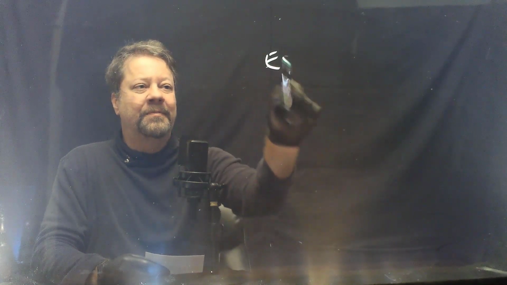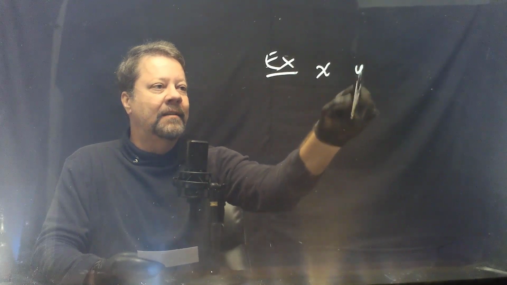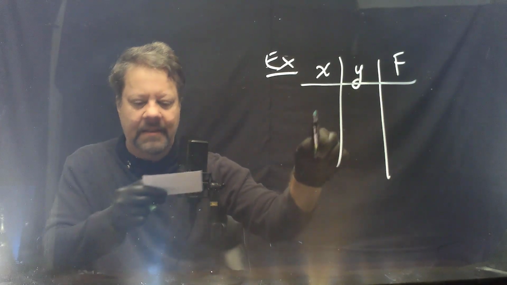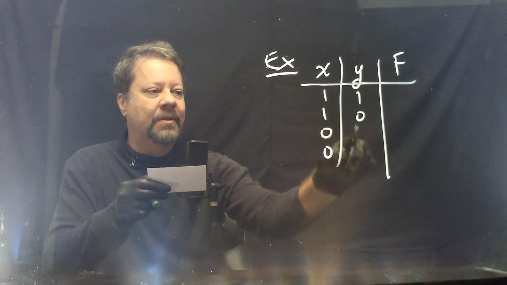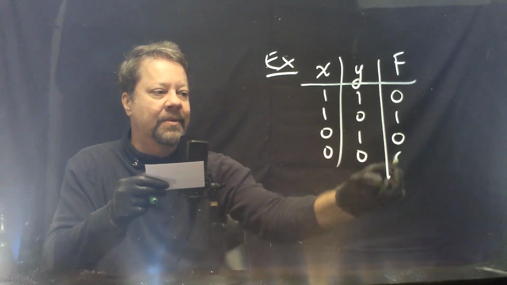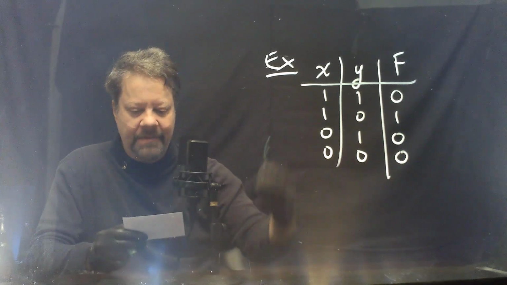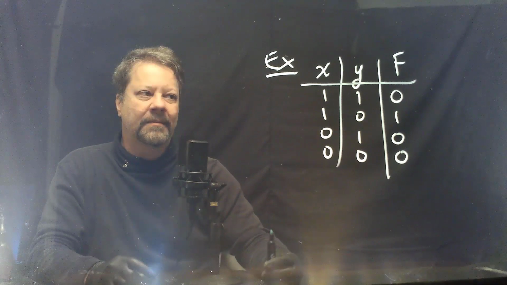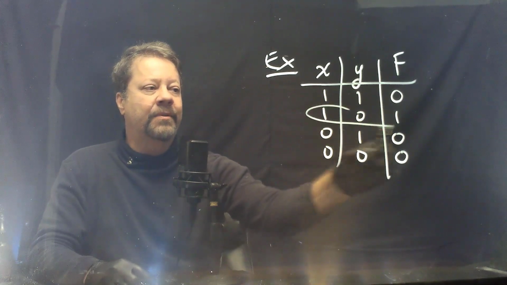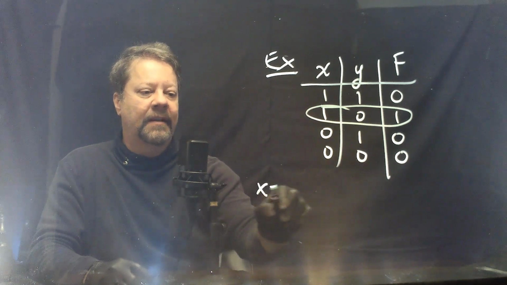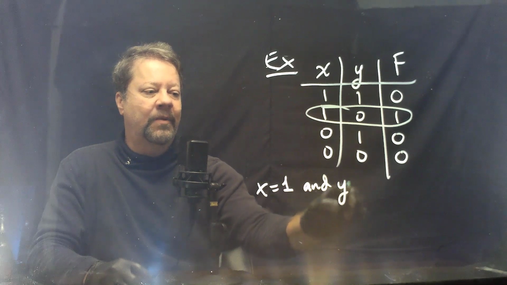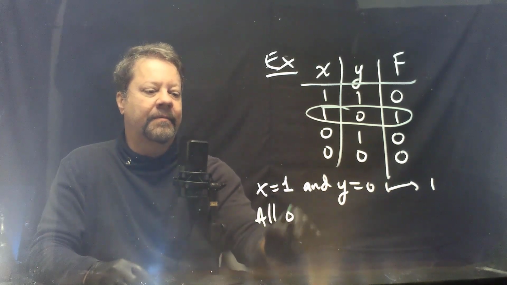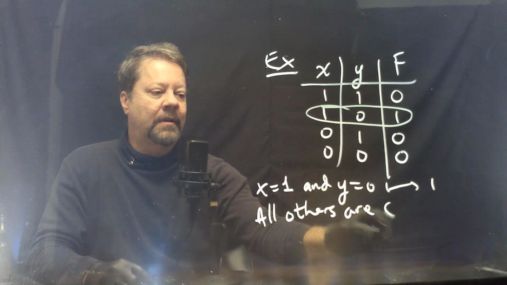As an example, suppose we're given the following diagram for a Boolean function. Let's see, for x it's 1, 1, 0, 0, 1, 0, 1, 0, and for f, 0, 1, 0, 0. How can we use these basic operations to construct this operation here? As you can see, the only way you get true is if x equals 1 and y equals 0. That's the only way you get 1 as an output. All others are 0 output.